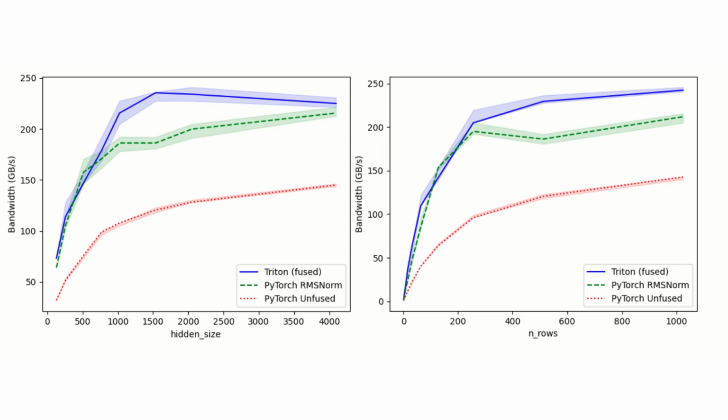Our Triton kernel hits around 230 GB per second, saturating over 80% of my RTX's maximum memory bandwidth. The unfused version peaks at just 150 GB per second. Why? Because every intermediate step forces a slow round trip to global VRAM instead of staying in fast SRAM. Notice what happens at larger batch sizes. Our simple Triton kernel actually overtakes PyTorch's highly optimized native implementation.